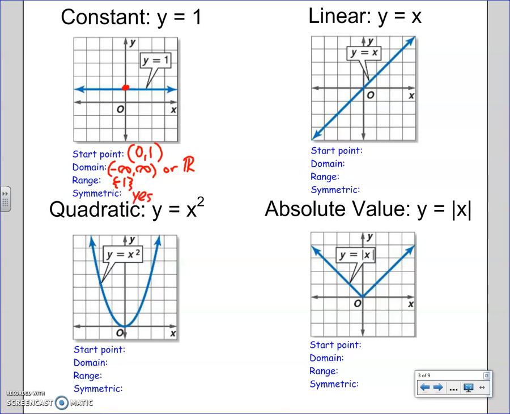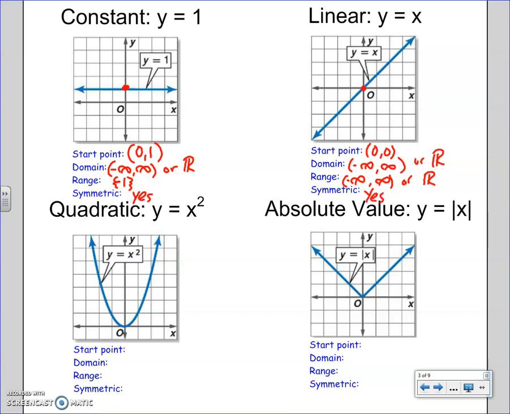Linear, y equals x, is a diagonal line. The starting point is the origin, 0, 0. The domain, how far left does it go? Negative infinity. How far right does it go? Positive infinity. Range, how low does it go? Negative infinity. How high? Positive infinity. So both of those are all reals. Is it symmetric? Yes, we can fold it in half.